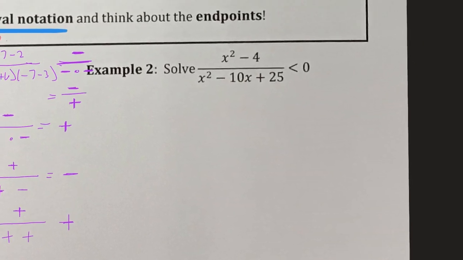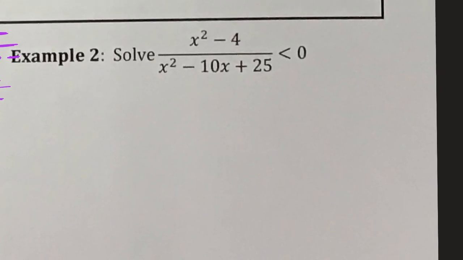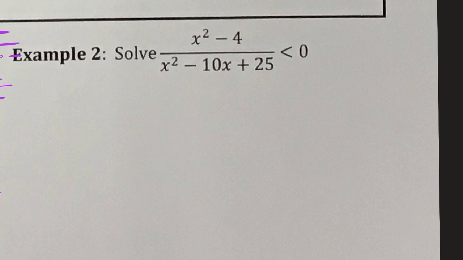How about example 2? Now we have a rational function that's less than 0. So we're looking for all of the possible negative values. Where is it less than 0? So we have two things to calculate. The first thing are the zeros, and the second thing is the asymptotes. So where do your zeros come from?